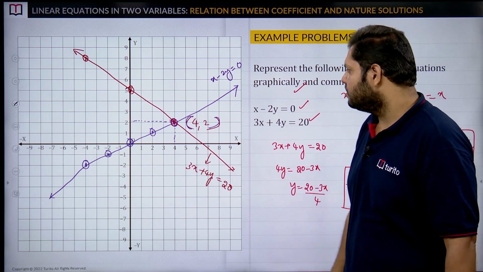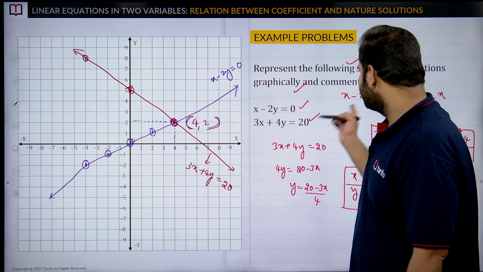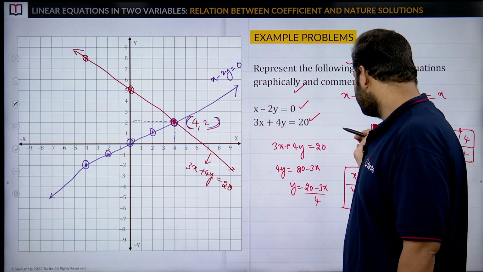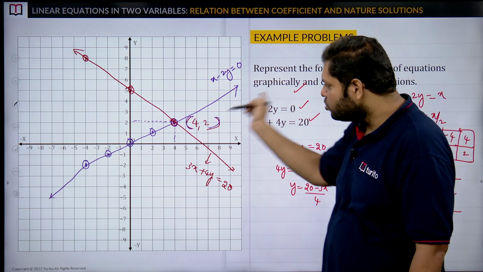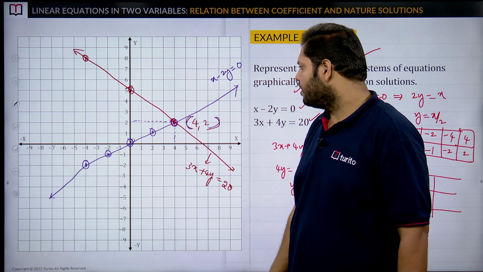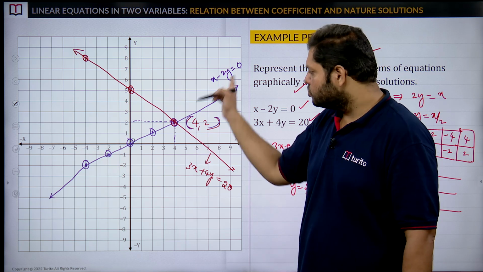So here we are finding what? The solution of the equation graphically. First, I am taking the first line, children. I am writing all the coordinates like solutions, and for the second equation, I am drawing all the coordinates. Then I am drawing the two graphs. After drawing, I got the one point of intersection, children. That is what? A 4 comma 2. These two lines are what?